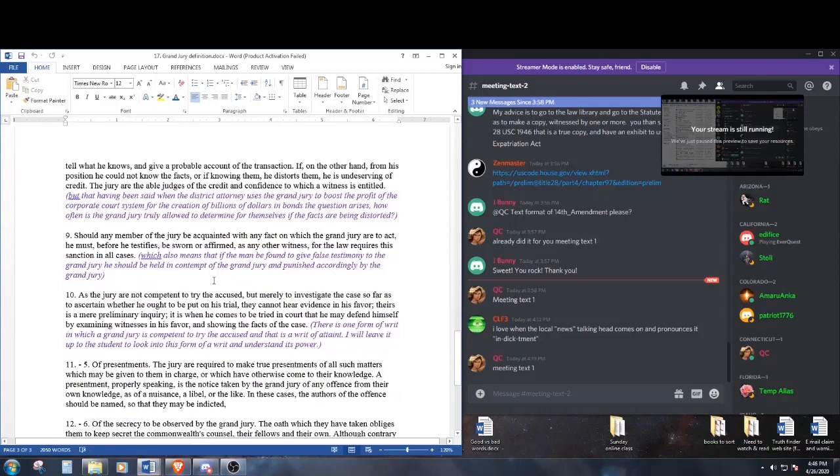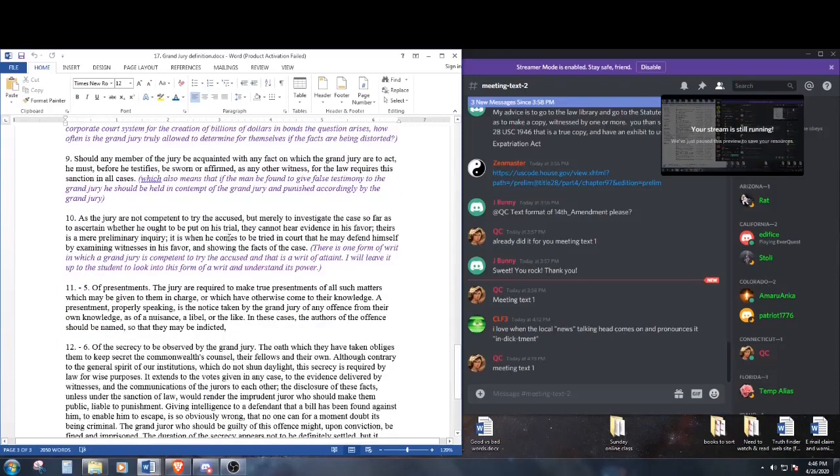Should any member of the jury be acquainted with the fact on which the grand jury are to act? He must, before he testifies, be sworn or affirmed as any other witness, for the law requires this sanction in all causes. So if you actually have some member of the grand jury that actually knows something about it, they also have to be sworn in, just as any other witness would be.